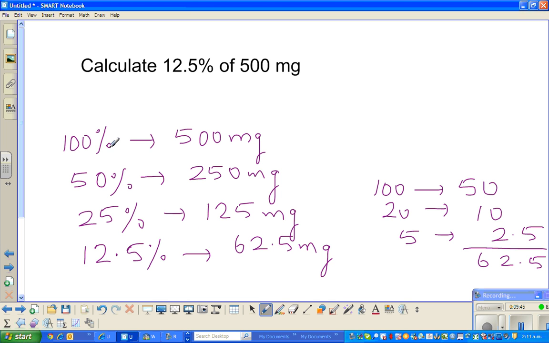Then 100%, 50%. So this is half. 100% is a whole. This is a half, this is a quarter, and this is an eighth. So if you understand the relation, this is one whole, this is one half, this is one quarter, and one eighth. So see you in the next video.